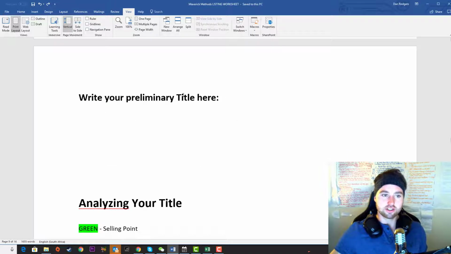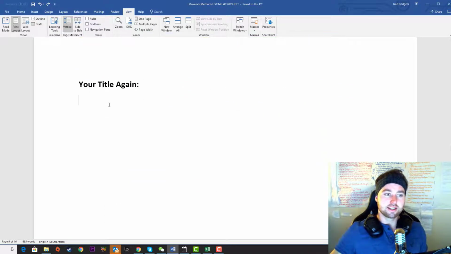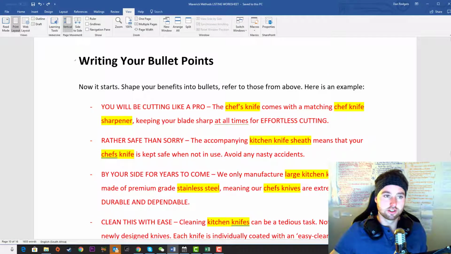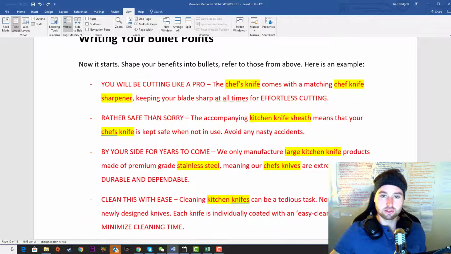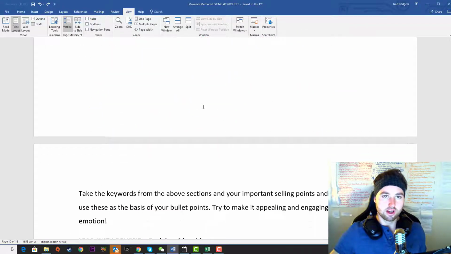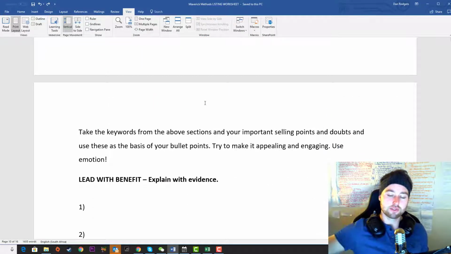Over here, you can see an area to write in your preliminary title, and here you're going to revise that title. Writing the bullet points. So over here we can see an example and where we've put in our keywords. You should fit in at least 10 keywords within your bullet points. And every time you're about to write something about the product with sort of the main term, just remember, use a different keyword that time. Use a different way of describing the product that time.